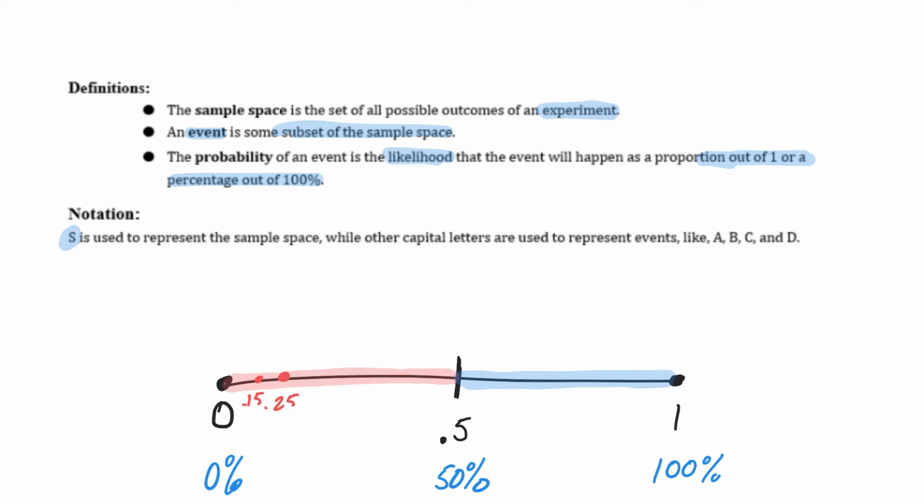And then any letter we use is the events. Now we can list words and use entire phrases as our events here. Remember, the way we convert a percentage to a decimal is we just move that decimal place 2 places to the left.